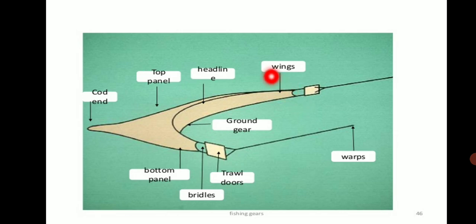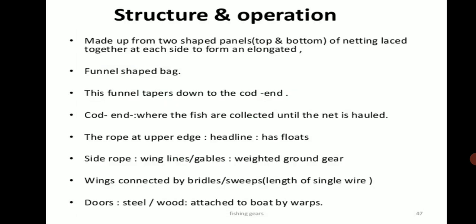The parts are wings, headline, top panel, cod end, ground gear, trawl roof, bellies, bottom panel and warps. Structure and operation: made up of two shaped panels, top and bottom, of netting laced together at each side to form a funnel-shaped bag. The funnel tapers down to the cod end where the fish are collected until the net is hauled. The rope at the top edge, the headline, has floats.